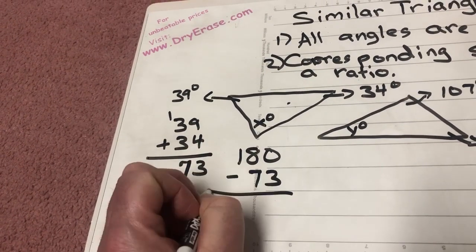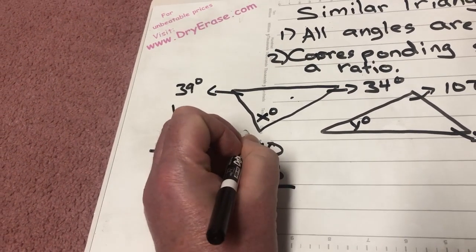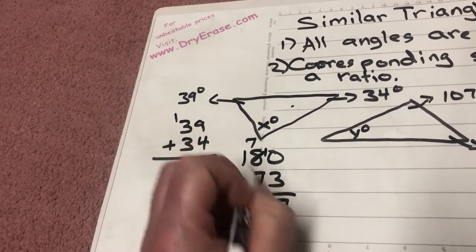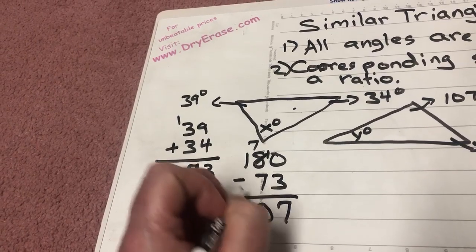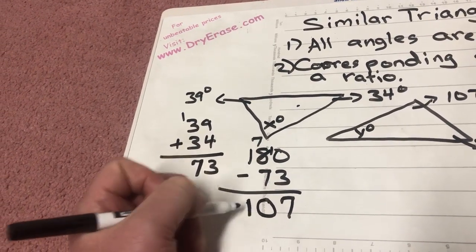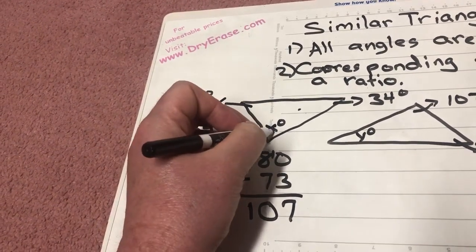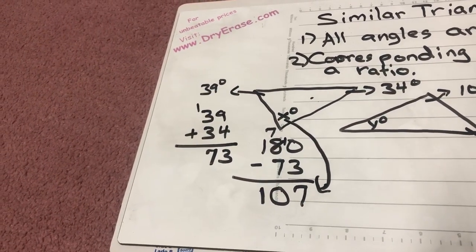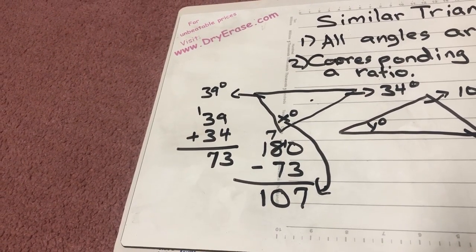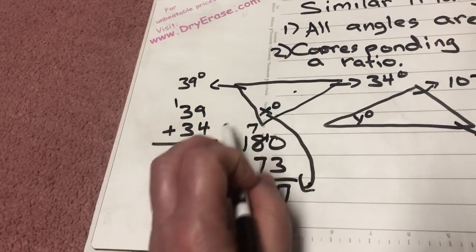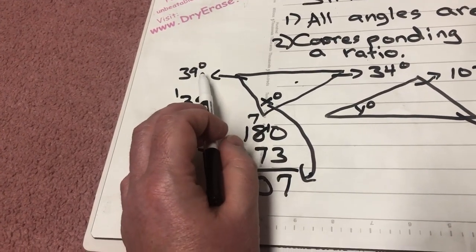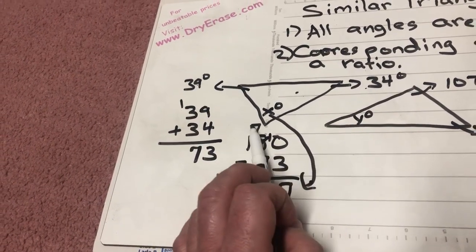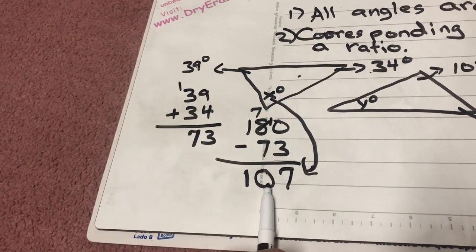So I'm going to take 180 minus 73. I'm going to borrow from the 8, make it a 7. Make the 0 a 10. 10 minus 3 is 7. 7 minus 7 is 0. 1 minus nothing is 1. So I find that x equals 107 degrees. Okay? And so I see that in this triangle, I have a 39-degree angle, a 34-degree angle, and a 107-degree angle.